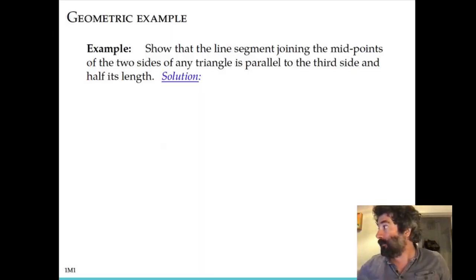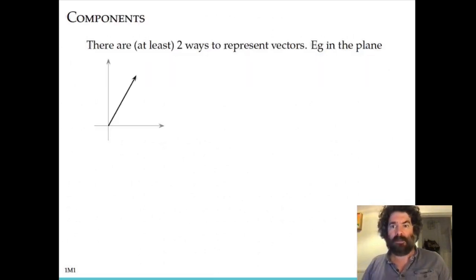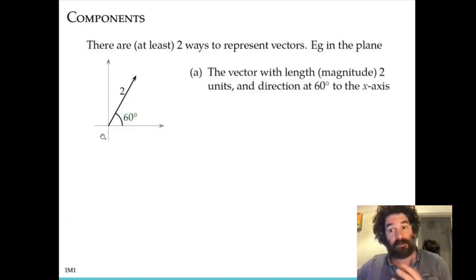All right, continue on. So now we're going to talk about how we can represent specific vectors, and we'll focus for the moment on the plane, so vectors in 2 dimensions. We can also consider, of course, vectors in 3 dimensions. So here we have a vector whose base is at the origin. And there are 2 ways, probably more than 2 really, but 2 ways we'll discuss to represent this vector.